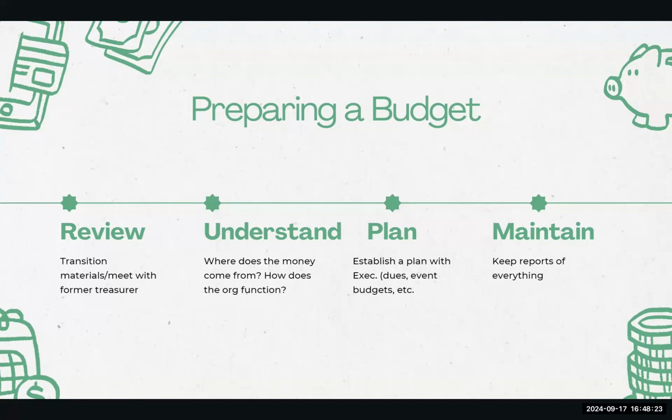And then, of course, keep records of everything: every receipt, every invoice, every PayPal invoice, Cash App, every bank transaction, anything you're doing on your debit cards. Make sure you're maintaining a record of all types of movement of money related to your student organization.